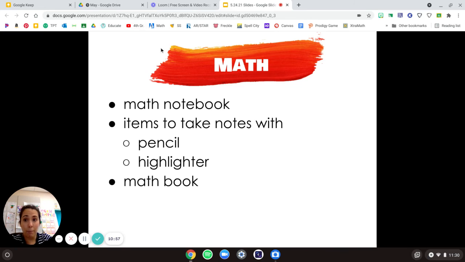Then for your math homework, you have page 475 and 476, 1 through 5, 10, 14, and 15. Let me know if you have any questions. Otherwise, good luck decomposing.